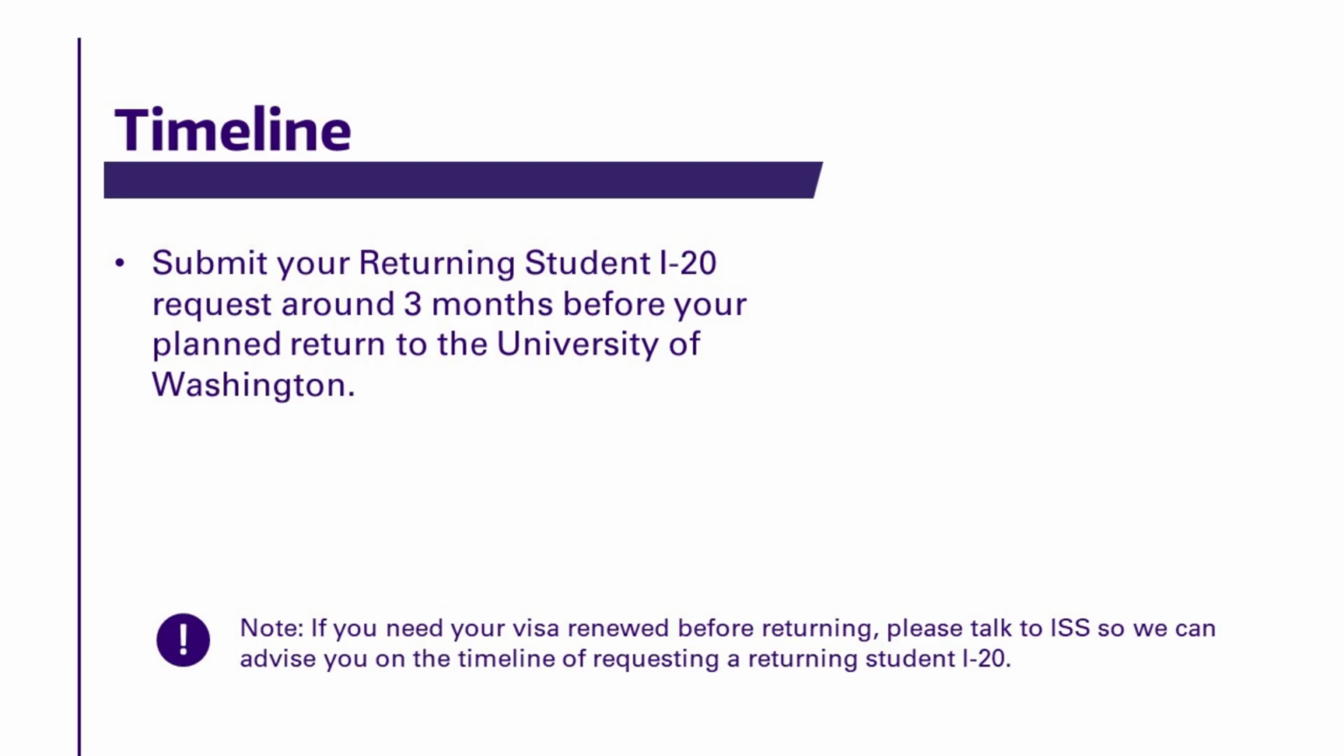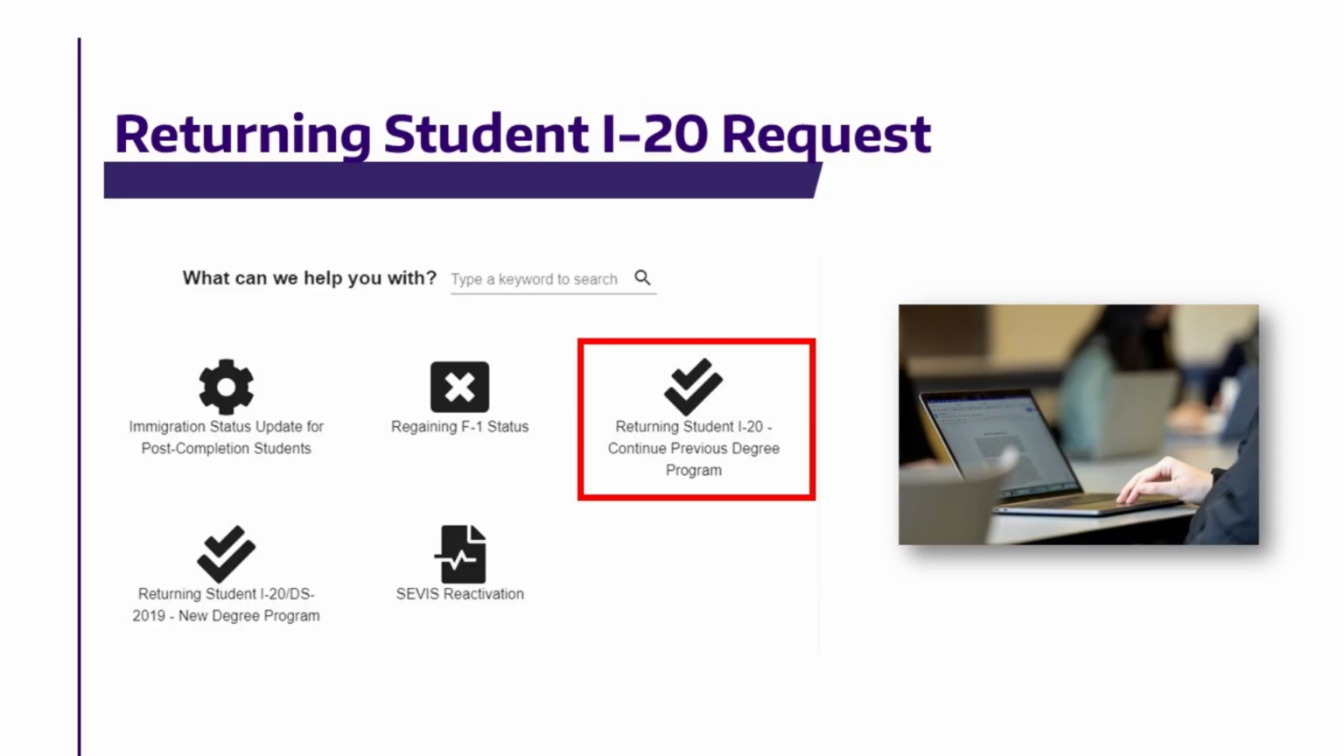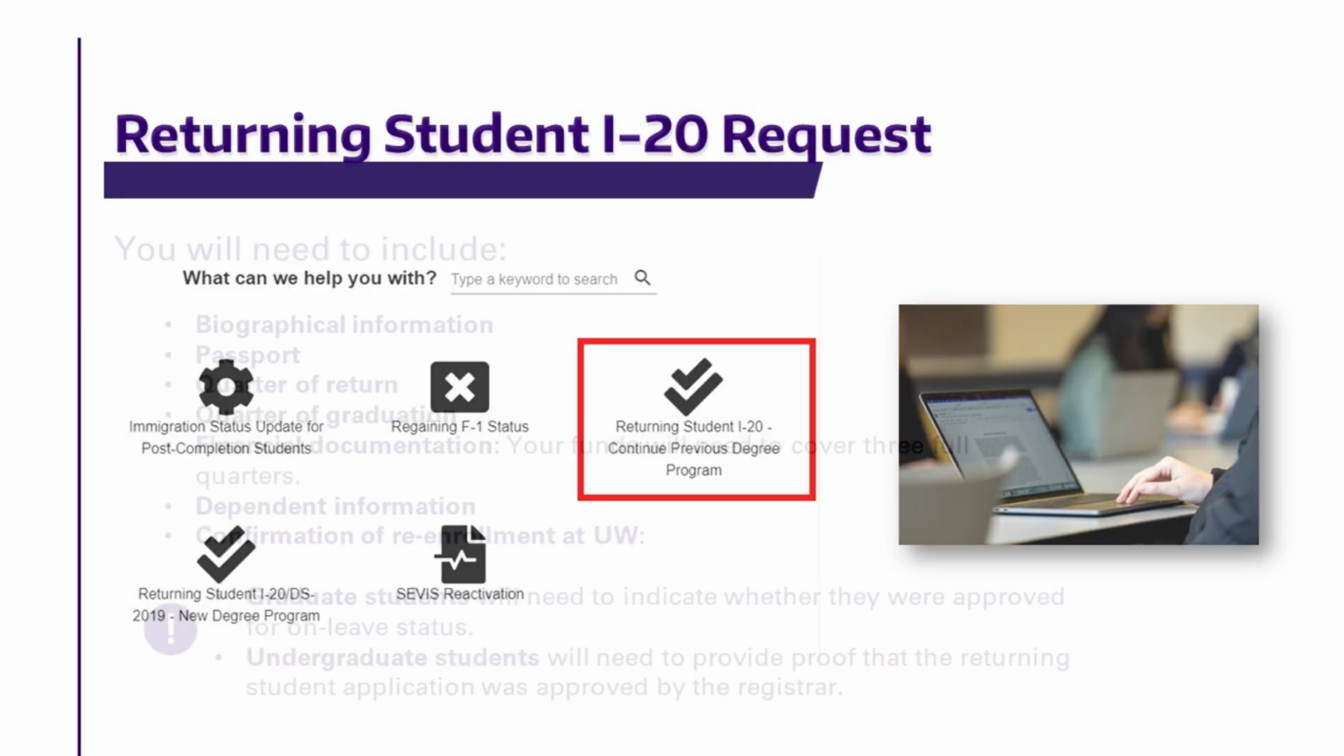Submit your returning student request 3 months before your planned return quarter. If you need your visa renewed before returning, please talk to ISS so we can advise you on the timeline of requesting a returning student I-20. You can find the returning student I-20 request in the Request and Documents section of the MyISSS portal.